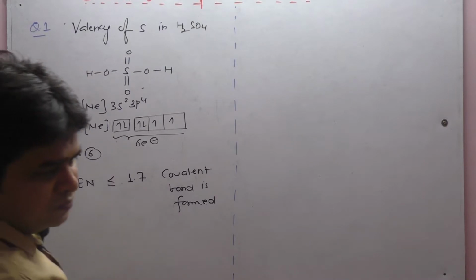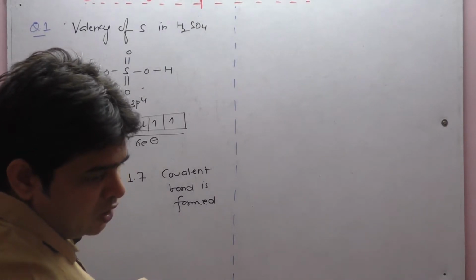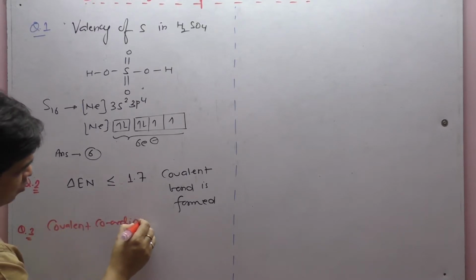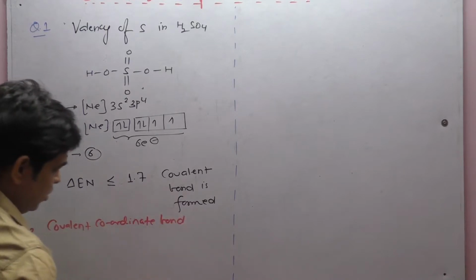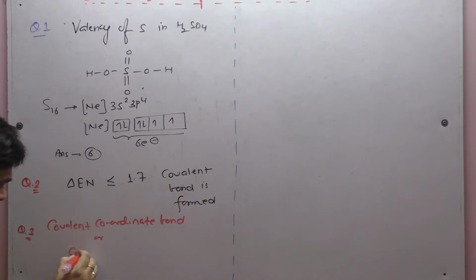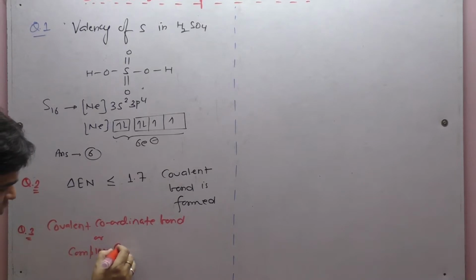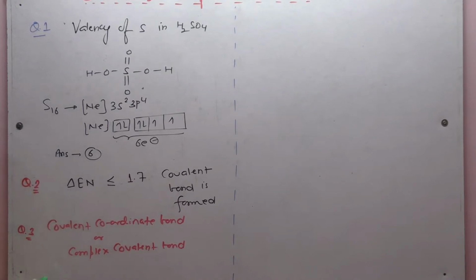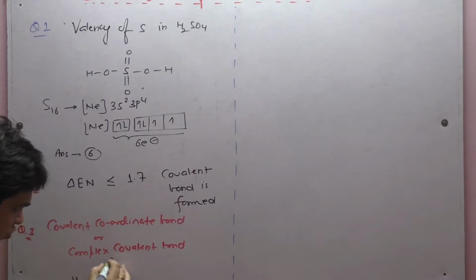And question number 3, covalent coordinate bond, or we can say complex covalent bond. So it can be observed in H2SO4. In the H2SO4 structure, we can draw the structure like that also, with a double bond.